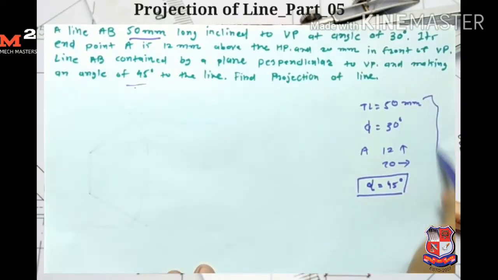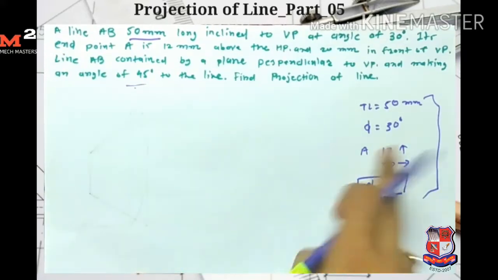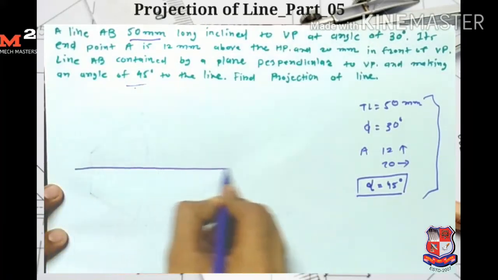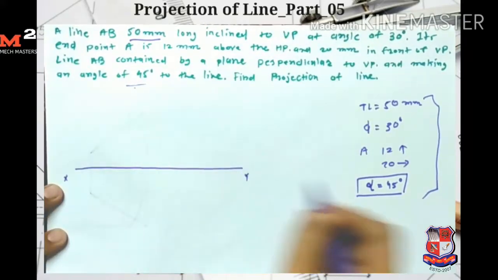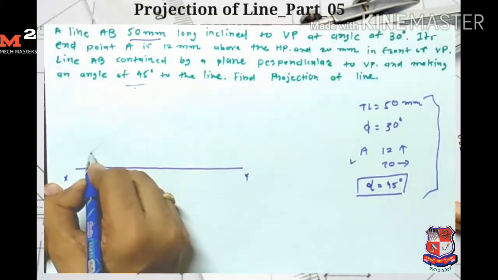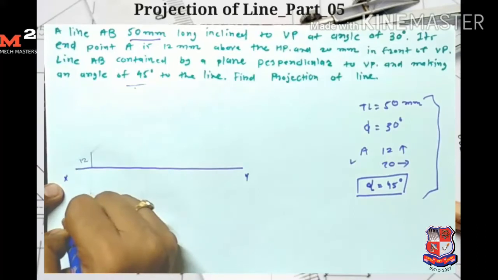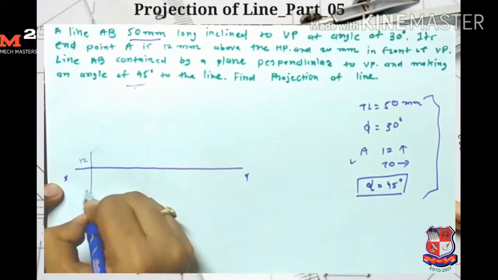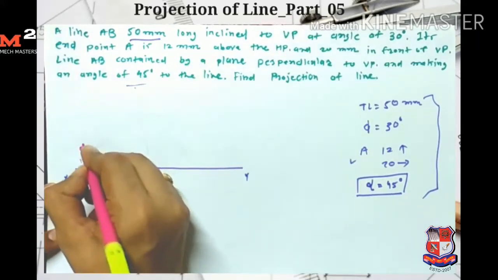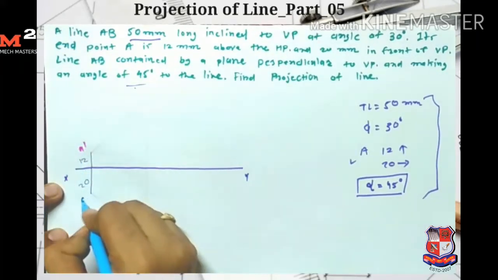So in this problem, these 5 data are given. In every problem we have 5 data to solve the question. First I represent point A. For that, first I draw the reference line XY. Point A is 12 mm above HP, so from here I measure 12 mm above HP, and 20 mm in front of VP, so I measure 20 mm. Here I get my point A dash, and here I get my point A.